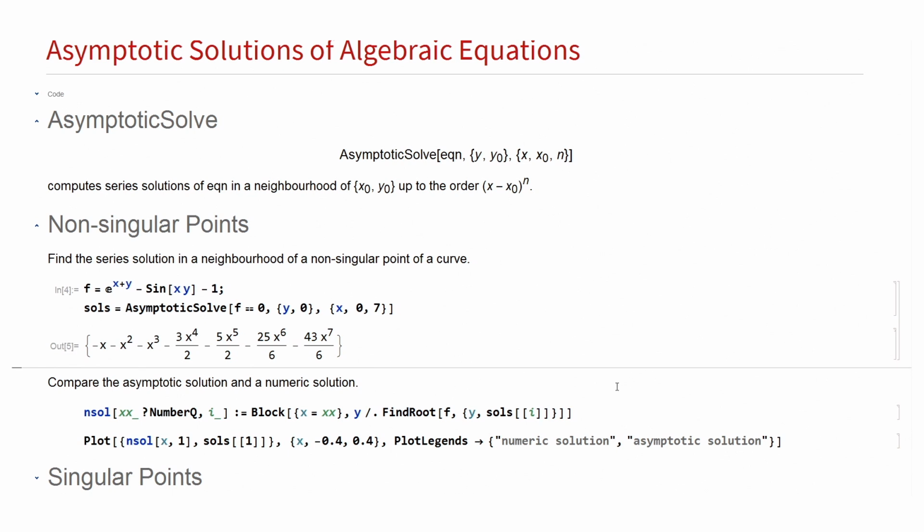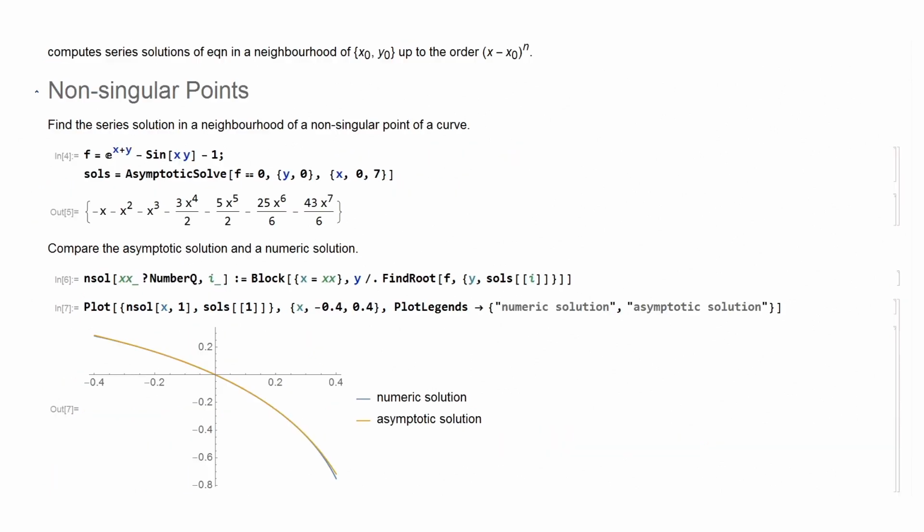So we can compare the solution and the numeric solution. You can see that we can also use the solution to get the numeric solution. So we get the starting point for FindRoot as the value of this asymptotic solution. And we plot the solutions. So you see they're almost completely equal near the point 0, 0. They start to diverge around x equals 0.4.